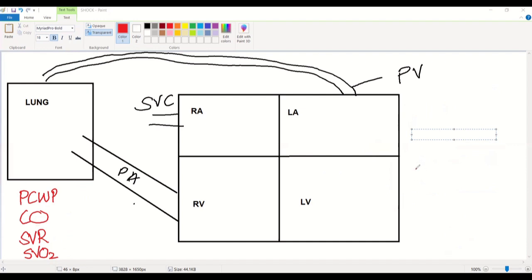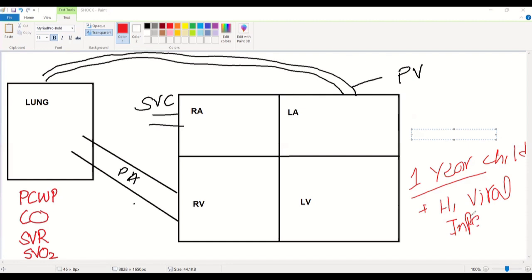So let's suppose that 1-year child, with a history of viral infection, right? Chest X-ray shows cardiomegaly. Blood pressure is decreased. Heart rate is increased. Okay. Up and down arrows: pulmonary capillary wedge pressure increase or decrease? Cardiac output increase or decrease? Systemic vascular resistance increase or decrease?